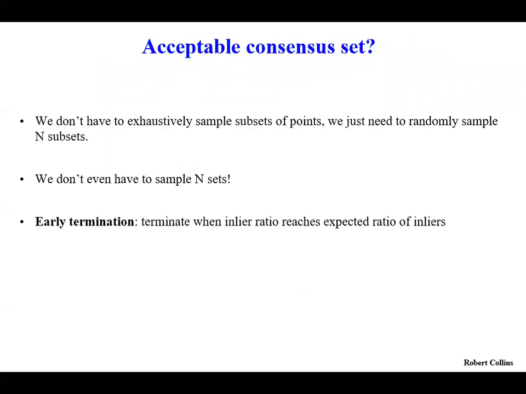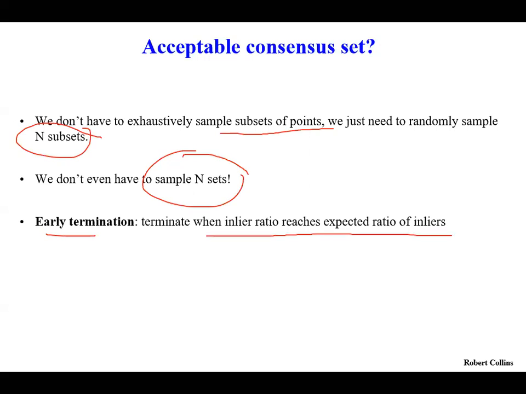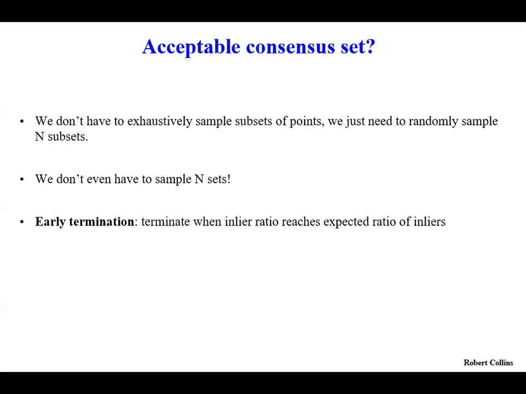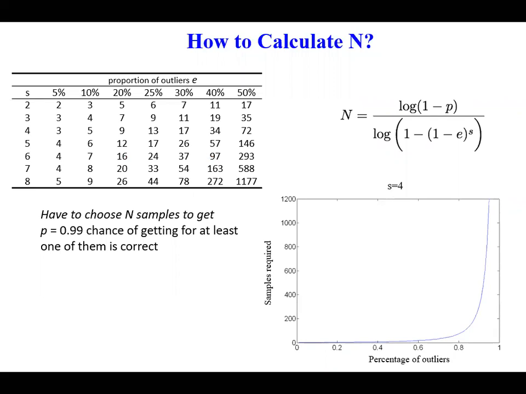In order to get a sense of an acceptable consensus set, we don't, of course, exhaustively sample subsets of points. I don't need to take the whole n sets. Instead, I can take just n subsets, and I can do an early termination when my inlier ratio reaches the expected ratio of inliers. For instance, I say this is my probability of success that I would like, then I will just terminate as soon as I arrive at that, just to get a sense of which parameters are affecting n the more.